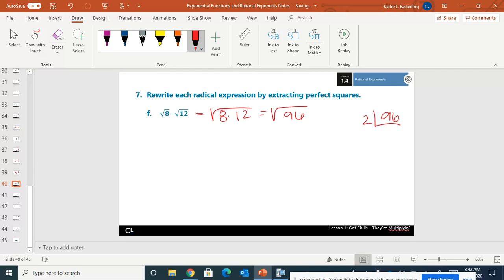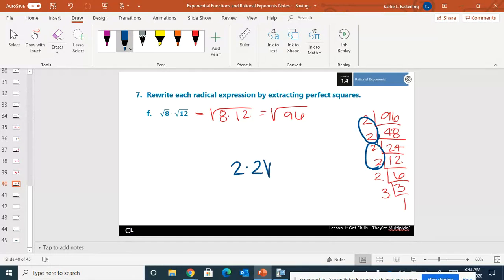96 is divisible by 2, which gives you 48. 48 is divisible by 2, which gives you 24. 24 again, divisible by 2 gives you 12. 2 gives you 6. 2 gives you 3. 3 gives you 1. So this is a very good example where you are going to have a lot of 2's, and you're not going to be all confused because they're all here on the side. So at this point, again, just start circling your pairs. So you're going to pull out 2 2's and be left with 2 times 3. So you'll have 4 square root of 6.